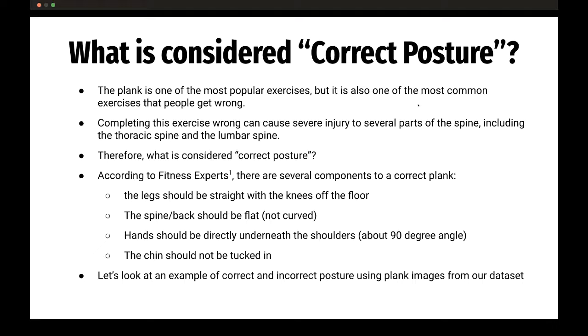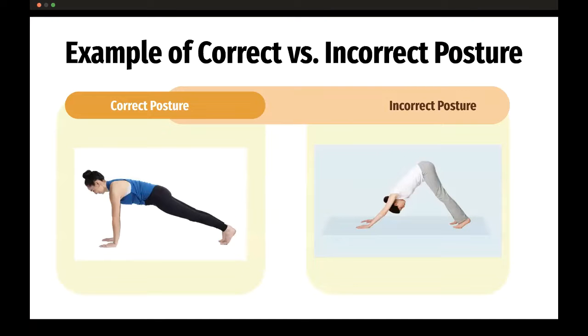According to fitness experts, there are several components of a correct plank. The legs should be straight with the knees off the floor. The spine or back should be flat and not curved. The hands should be directly underneath the shoulders at about a 90-degree angle, and the chin should not be tucked in. So now let's look at an example of correct and incorrect posture using plank images from our data set.